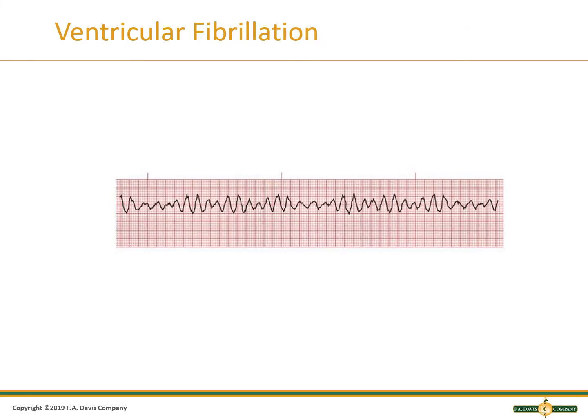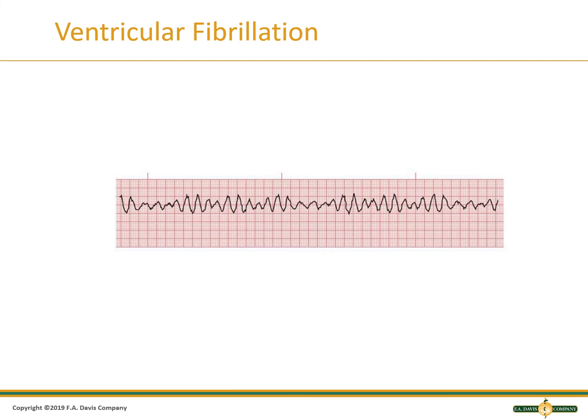Next, we are going to talk about ventricular fibrillation or VF or VFib. This occurs when many ectopic ventricular foci fire at the same time. Ventricular activity is chaotic with no discernible waves. The ventricle quivers and is unable to initiate a contraction. There is complete loss of cardiac output. If this rhythm is not corrected immediately, then death will occur.